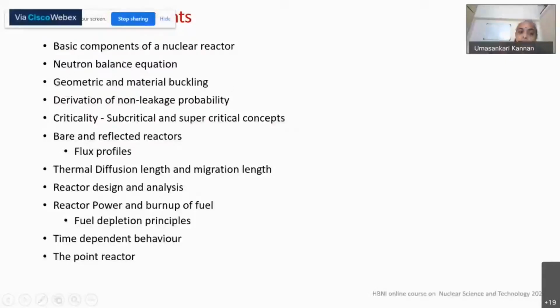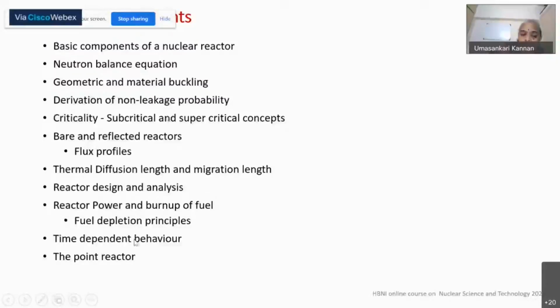I will give you the criticality conditions with respect to material and geometric buckling. We will derive some expressions for the non-leakage probability. I will give you the concept of critical, subcritical and supercritical reactors, and the flux profile in a bare reactor and a reflected reactor. I would also emphasize how the thermal diffusion length is defined, and some concepts of the migration length, and some exposition to reactor design and analysis.